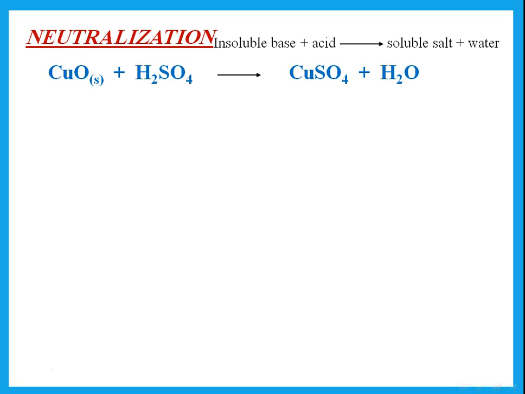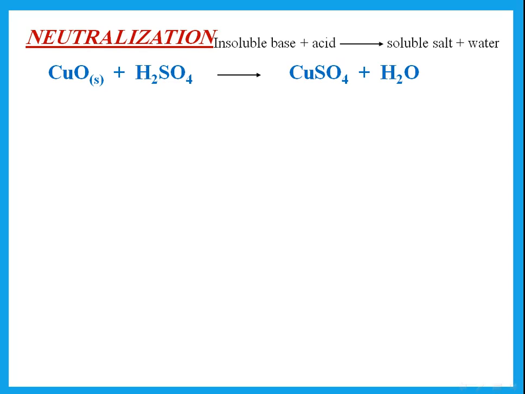I can make it from acid plus base. Now, which acid and which base should I use? I need copper sulfate, so I need sulfuric acid. If he was telling me to prepare copper chloride, then I can start with hydrochloric acid. If he's saying copper phosphate, then I will start with phosphoric acid. You understand the idea? So I'm trying to make copper sulfate, so I need sulfuric acid.